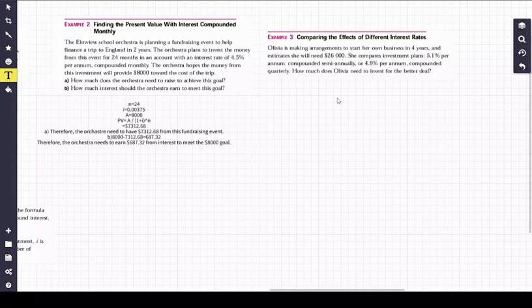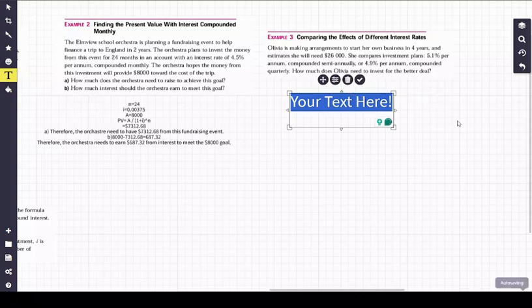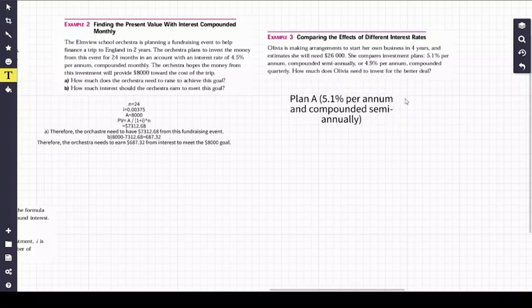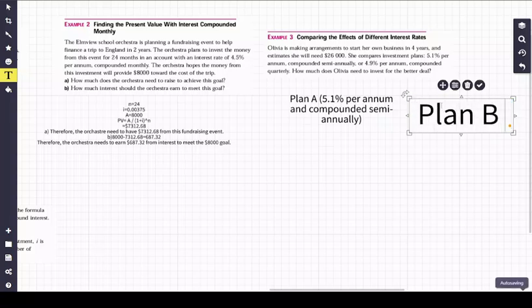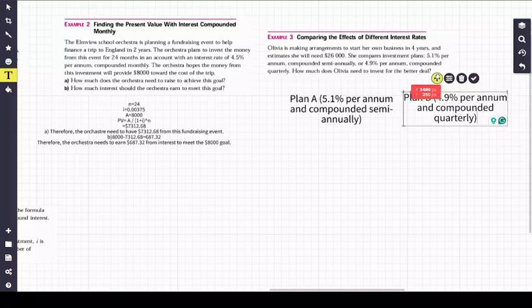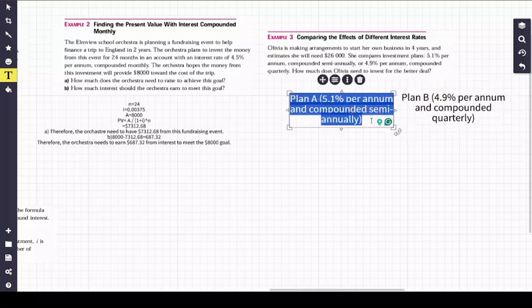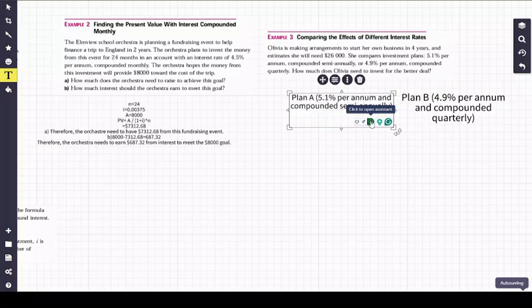So let's go ahead and subdivide this. So plan A, 5.1% per annum compounded semi-annually, while we will also have plan B of 4.9% per annum compounded quarterly. Alright, so let's go ahead and do both of these. I hope you can also pause and give this question a try, but I will be doing it here.